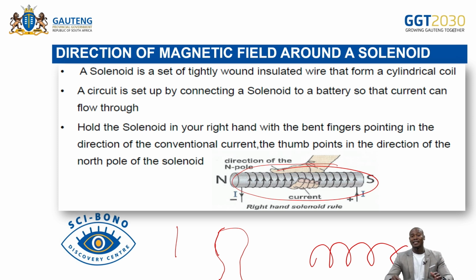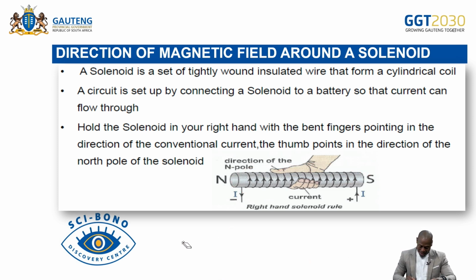So now let's look at the direction of the magnetic field when it comes to a solenoid. A solenoid is a wire of many loops. You can see there are so many loops here. Remember, what produces the magnetic field is the current. So current produces the magnetic field. Here in this solenoid, we have a current.